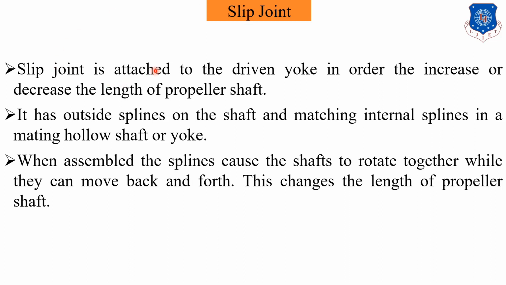Another joint is the slip joint. The slip joint is attached to the driven yoke in order to increase and decrease the length of the propeller shaft. It has an outside spline on the shaft and a matching internal spline in a matching hollow shaft or yoke. When assembled, the spline causes the shaft to rotate together while they can move back and forth. This changes the length of the propeller shaft.